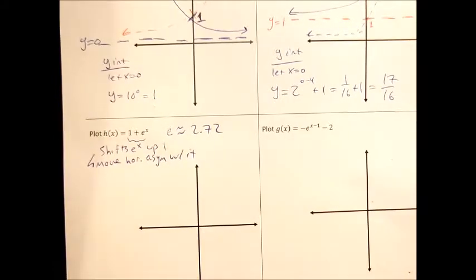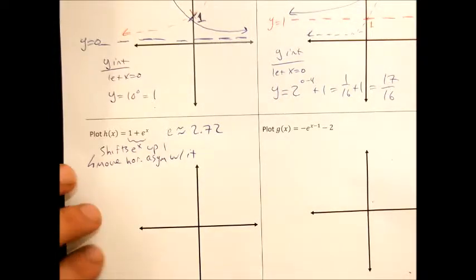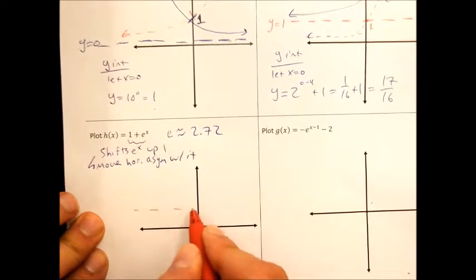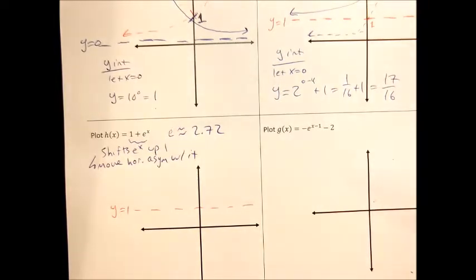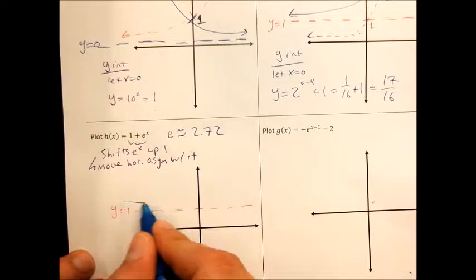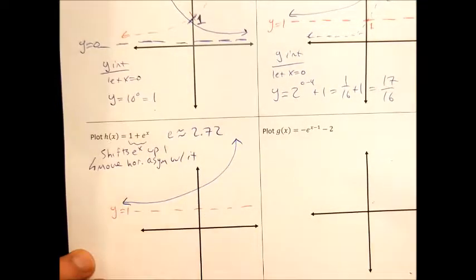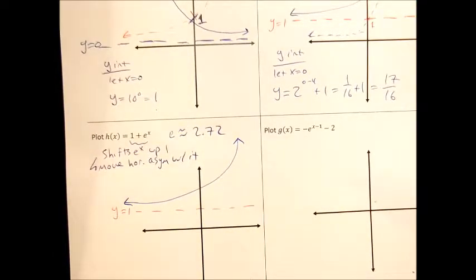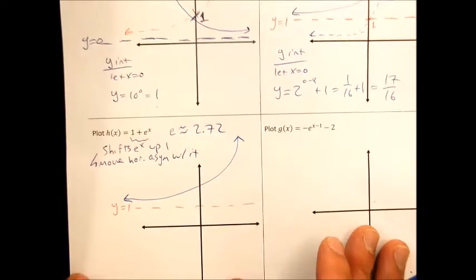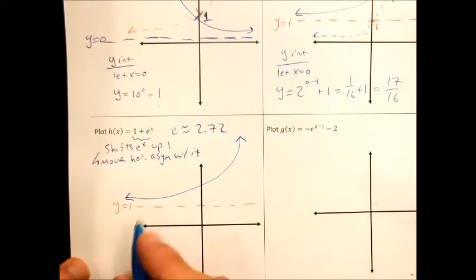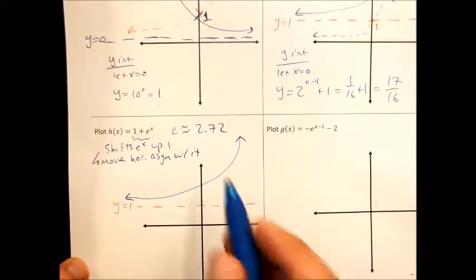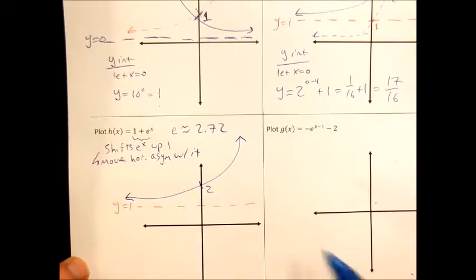It's usually at y equals 0, and so it's going to move up to y equals 1. So we've got that asymptote, and it's going to look the exact same as regular e to the x, just moved up 1. And so it'll look like this. And if we want to know the y-intercept, we don't really have to do any calculations, right? It used to be at 1, and now it moved up 1, so it's going to be at 2.